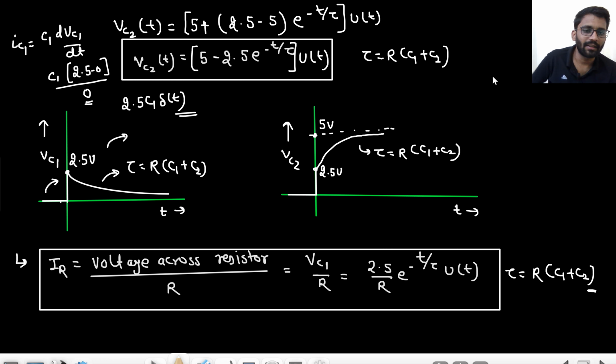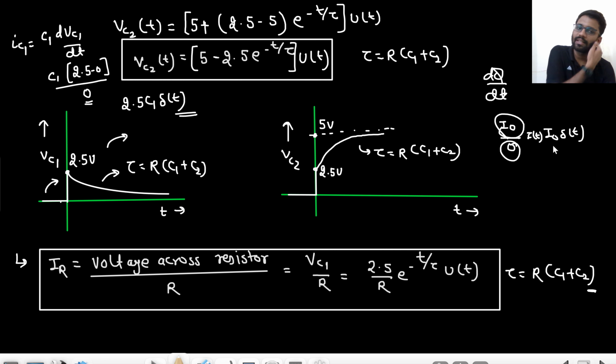Like we were writing dq by dt, right? So what we were saying: I am giving I naught amount of charge in 0 time. So the value of current was I naught by delta t. So I naught in 0 time, I was writing I naught into delta t. So here 2.5 into C1 in no time, so the current will be 2.5 into C1 by delta t. Are you getting my point or not?